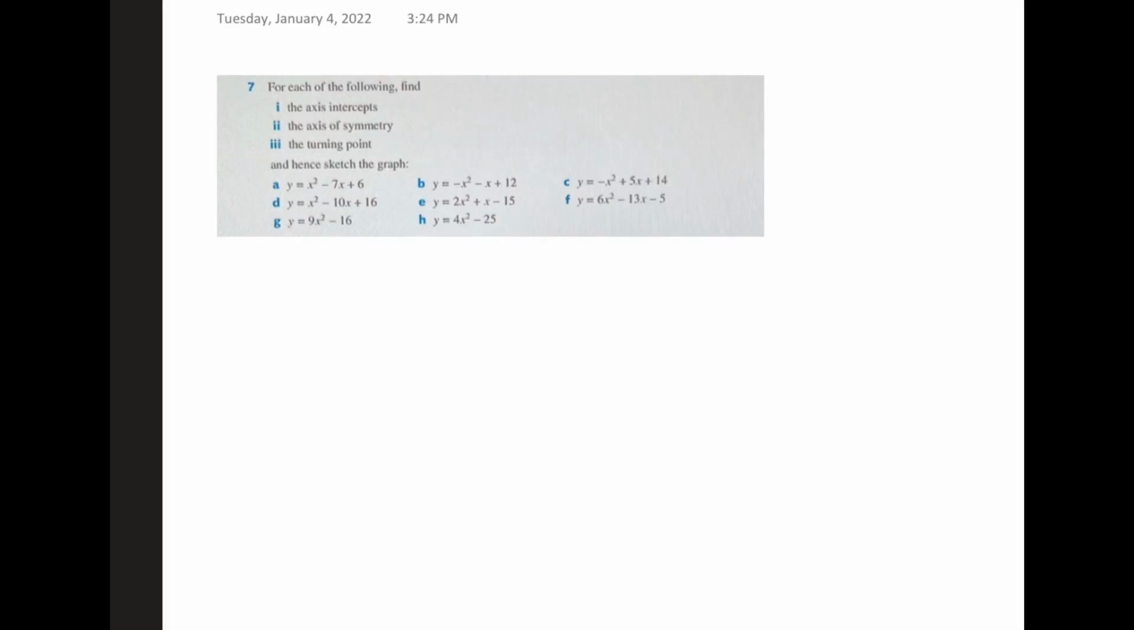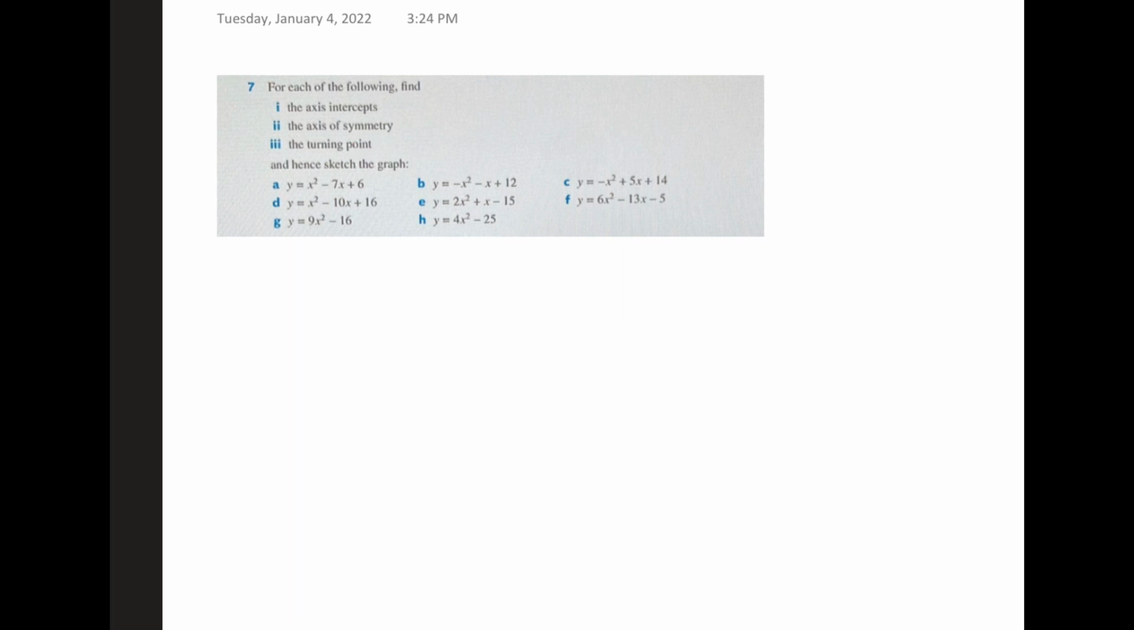Question 7, for each of the following, find the axis intercepts, that means the x-intercept and the y-intercept. Then number 2, the axis of symmetry. So axis of symmetry, let's do a quick revision.